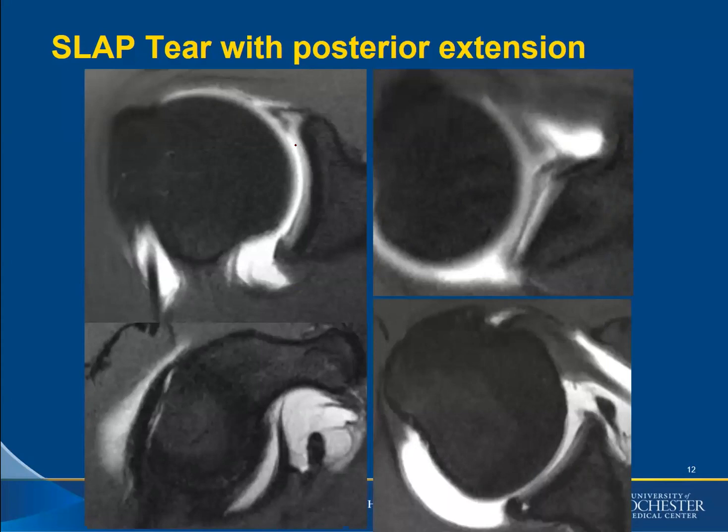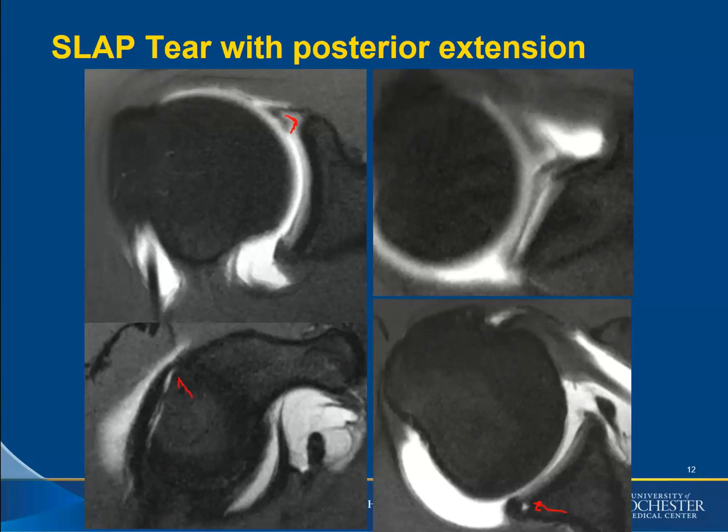Similarly, in this patient, we have a superior labral tear with involvement at the chondrolabral junction and extension into the substance of the labrum. We have a detachment of the labrum from the superior glenoid. And as you would go more inferior on the slices, you could see the tear propagating along the posterior chondrolabral junction.